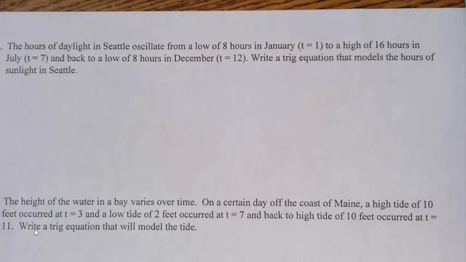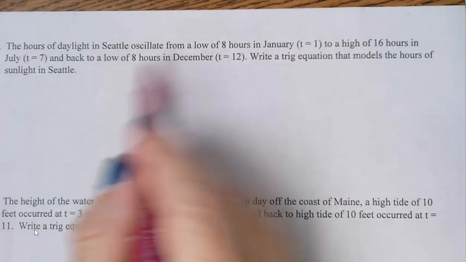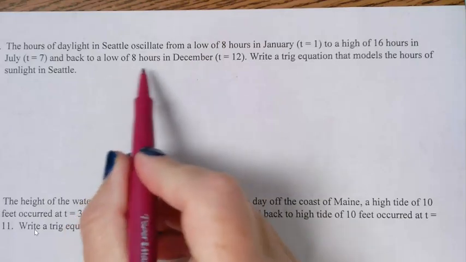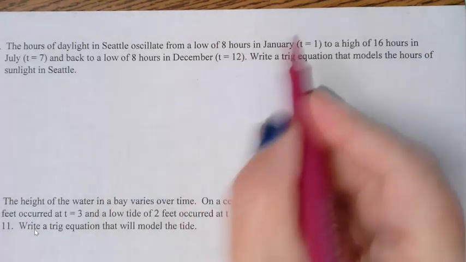It says the hours of daylight in Seattle oscillate from a low of 8 hours in January to a high of 16 hours in July, and back to a low of 8 hours in December. Write a trig function that models this. So let's talk about this.